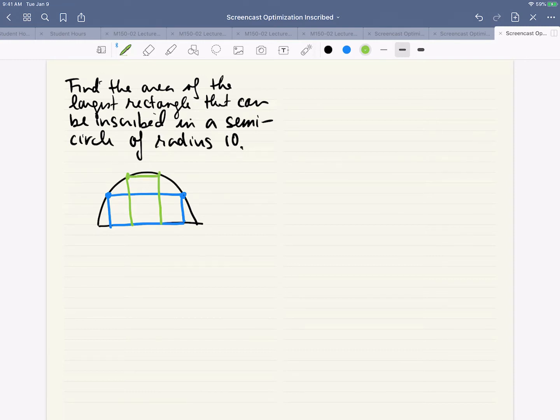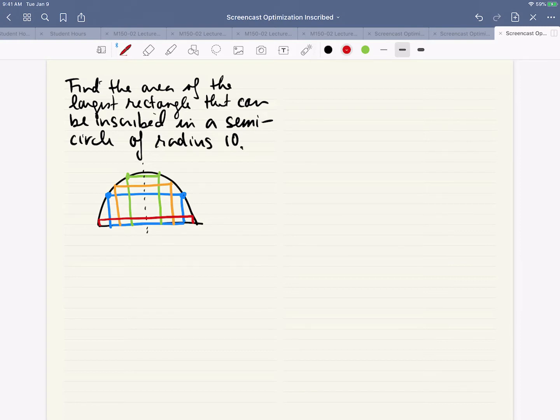And notice that the rectangles have to be symmetric inside the circle for their vertices to lie on the circle, or in this case on the semicircle. Here's another inscribed rectangle. So you get the idea. I'll draw one more. You could get a really low and wide rectangle down here. So those are examples of inscribed rectangles.